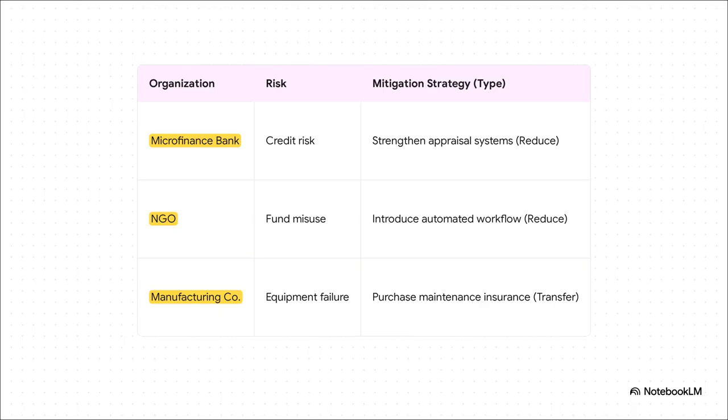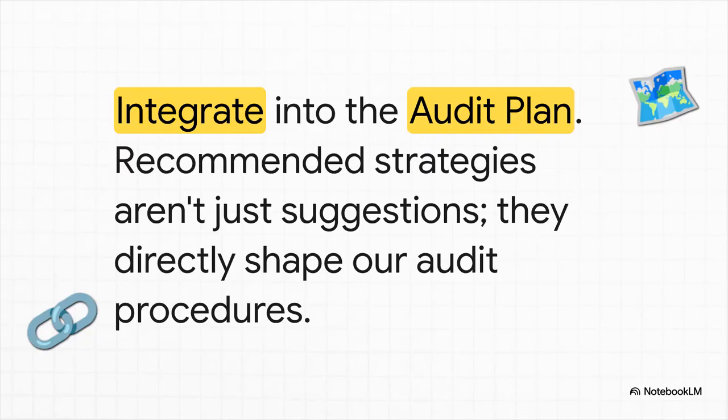For the bank and the NGO, the best strategy is to reduce the risk by making their internal systems stronger. But for that manufacturing company worried about equipment failure, it might actually be smarter and more efficient to transfer that risk by getting a solid insurance policy. Now, this is a really crucial point. These strategies we come up with, they don't just sit in a report.